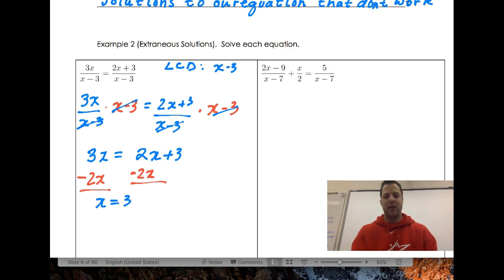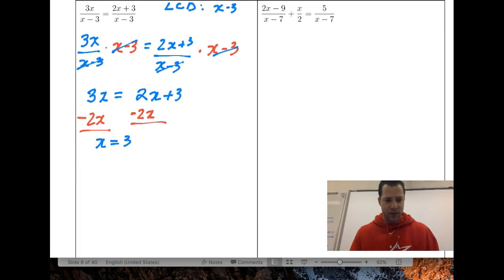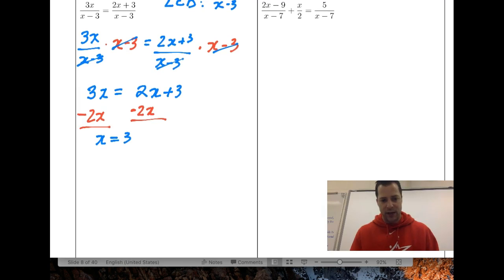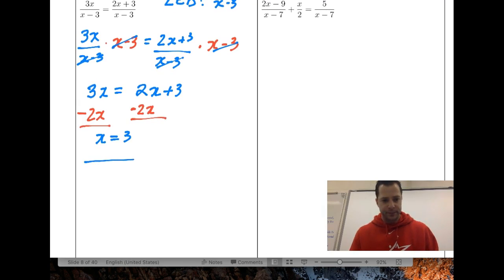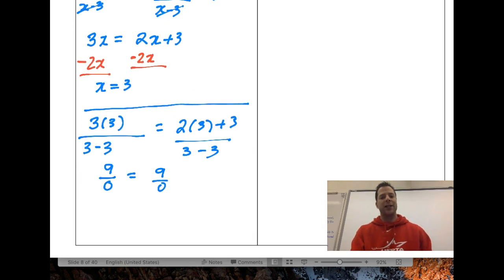Now, if you look back at the original, notice the denominator is x minus 3, and if I plug in 3, I'm going to get something with 0 in the denominator. So let's just check this to see if we're right. All my math is good. So now I plug in 3 for x because that's what my solution was. So 3 times 3 over 3 minus 3, does that equal 2 times 3 plus 3 over 3 minus 3? And I get 9 over 0 equals 9 over 0. And you're like, yeah, they equal, that's my solution. But you can't have that.